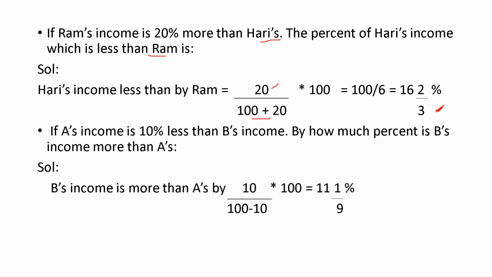Here is another question. If A's income is 10% less than B's income, here it is less than, whereas before it was more than. By how much percent is B's income more than A's? So B's income is more than A's by 10 by 100 minus 10, because this is less. So the answer is 11 and 1 by 9%.